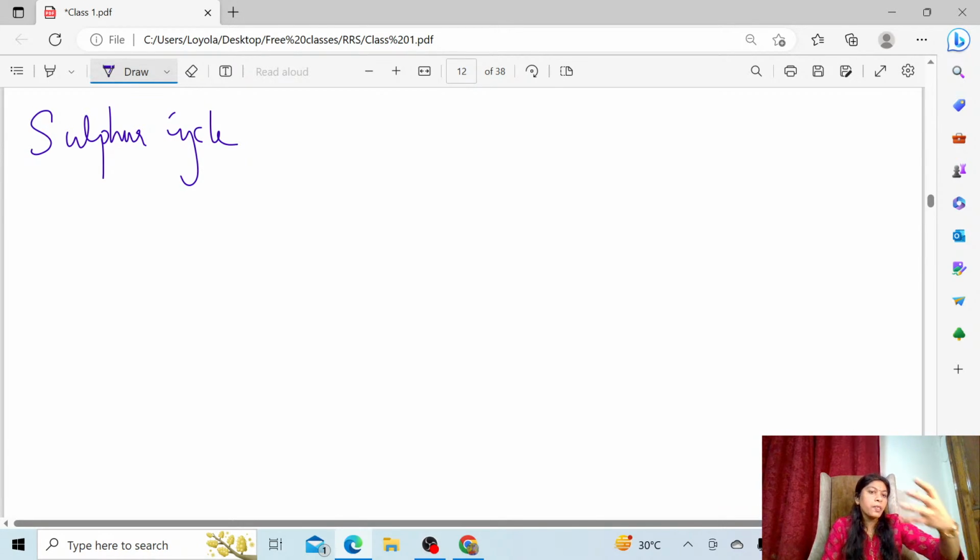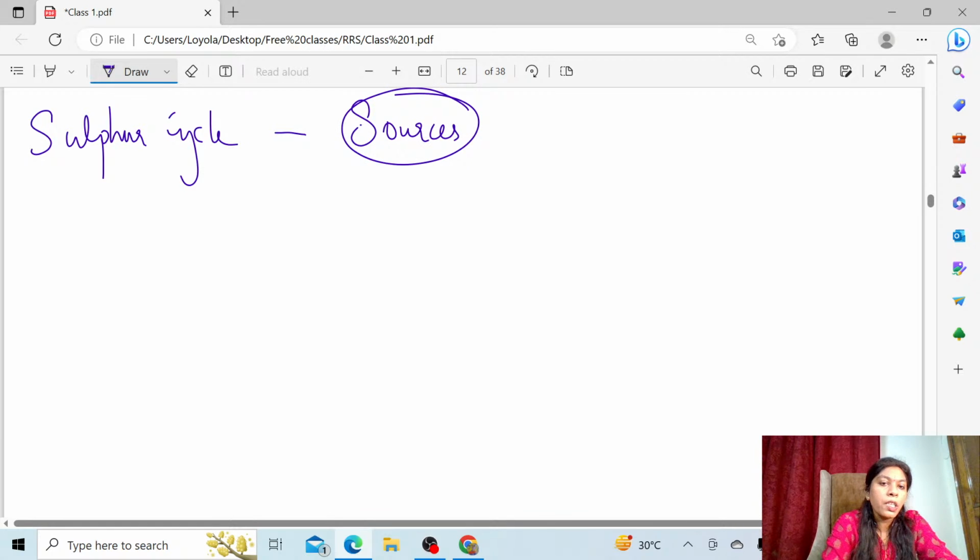Plants will take the sulfur with the help of sulfur fixing bacteria. Sulfur is present in the atmosphere also. Not only in the soil but in the atmospheric phase also. Again the bacteria will help in fixing the sulfur. So what are the sources of sulfur? That is, how sulfur enters into the atmosphere.